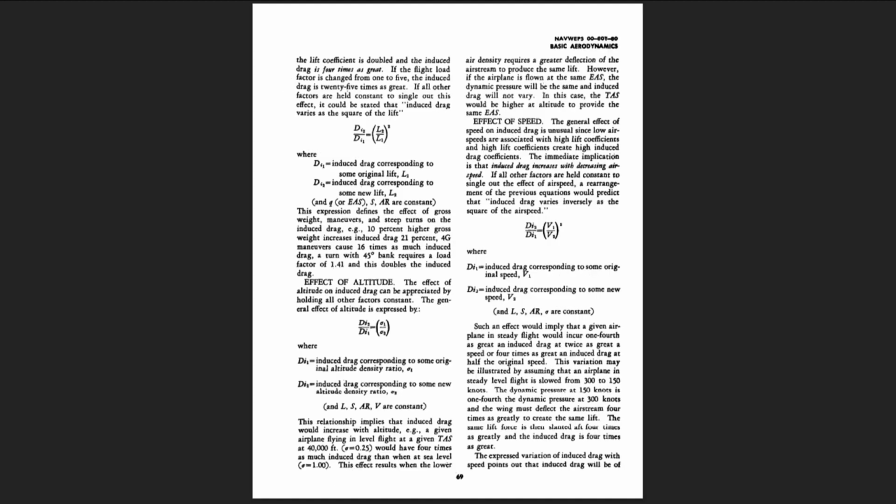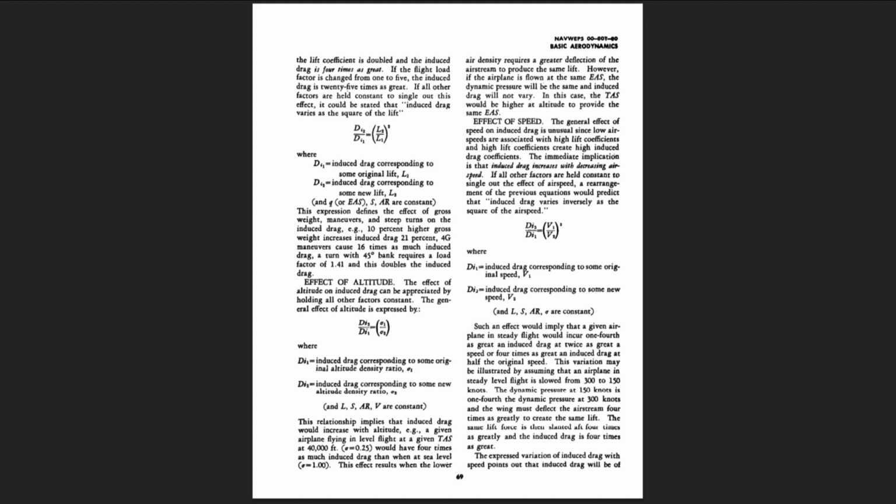The direct effect of CL can be best appreciated by assuming an airplane is flying at a given weight, altitude, and airspeed. If the airplane is maneuvered from steady level flight to a load factor of 2, the lift coefficient is doubled, and the induced drag is 4 times as great. If the flight load factor is changed from 1 to 5, the induced drag is 25 times as great. If all other factors are held constant to single out this effect, it could be stated that induced drag varies as the square of the lift.